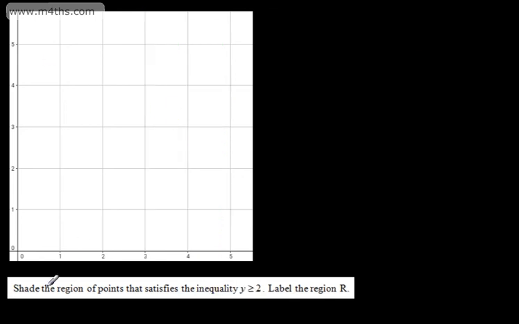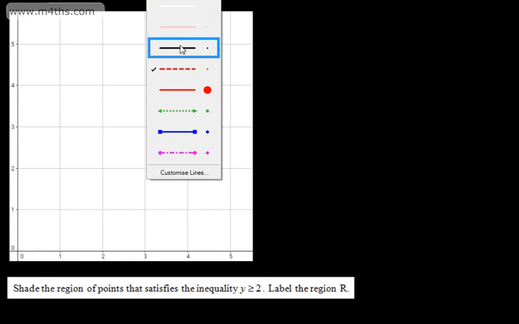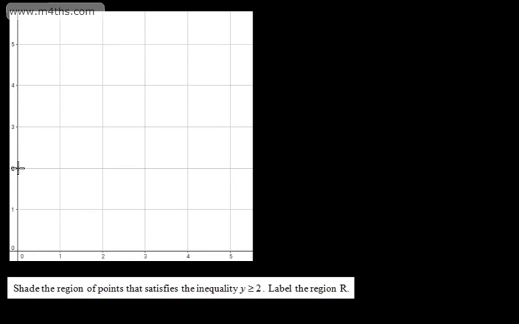Okay, we're asked to shade the region of points that satisfy the inequality y is equal to or greater than 2. We need to label the region R. So we can include 2 this time. All I need to do is get a solid line and locate the line y is equal to 2. We discussed that this was a horizontal line.